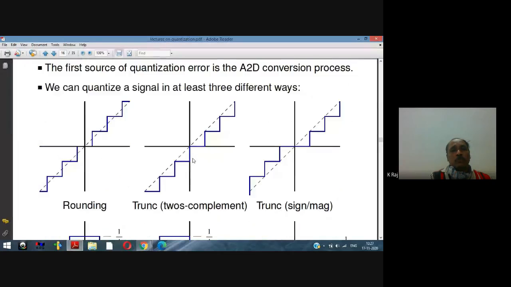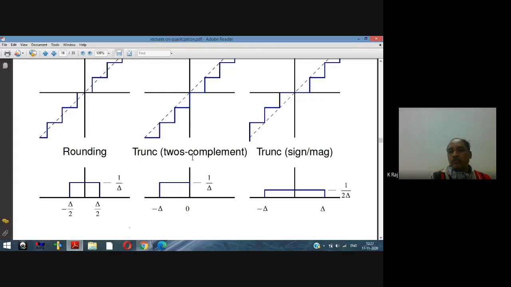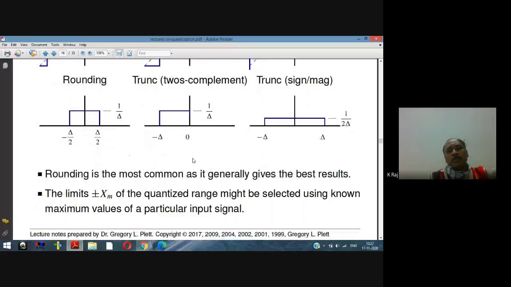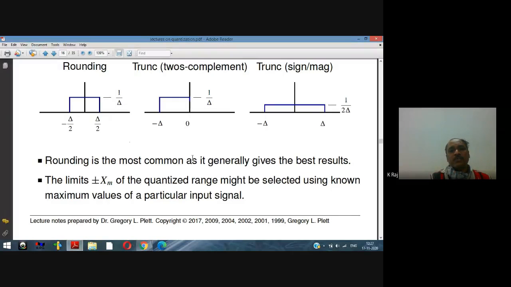Now, if there is a need of quantization, there are three different ways of quantization. One is rounding, truncation using the two's complement, and truncation using the sign and the magnitude here. But rounding is the most common, as it generally gives the best results here. And in the rounding case, this is the description here.